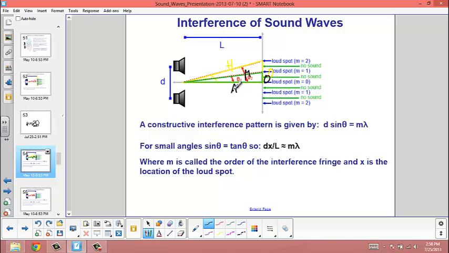And where the hypotenuse and the adjacent are about the same size, instead of using sine of theta, which is opposite over hypotenuse, we can use tangent, which is the opposite over the adjacent. This opposite side we'll call x, and the adjacent side we'll call the distance we are away from the speakers, L. Small angle approximation explained.